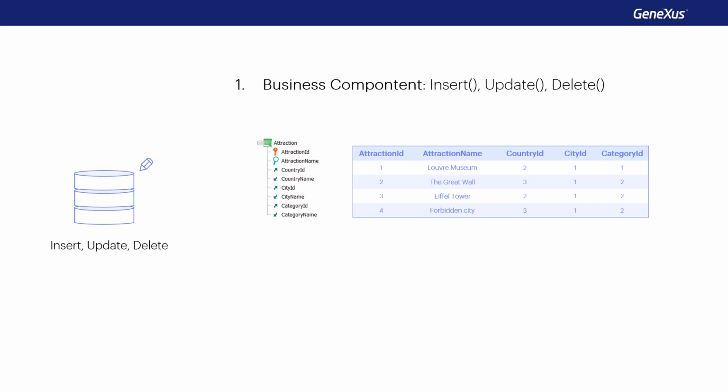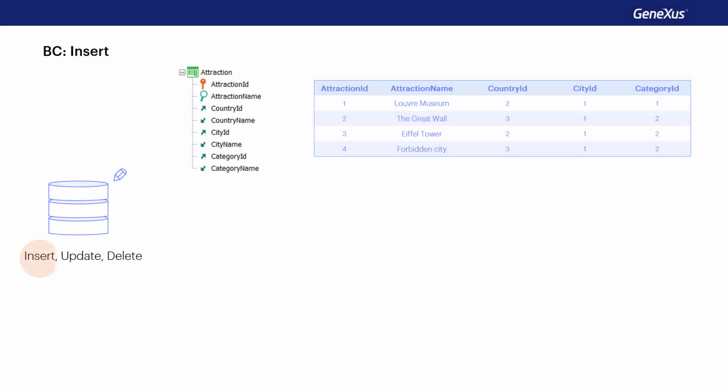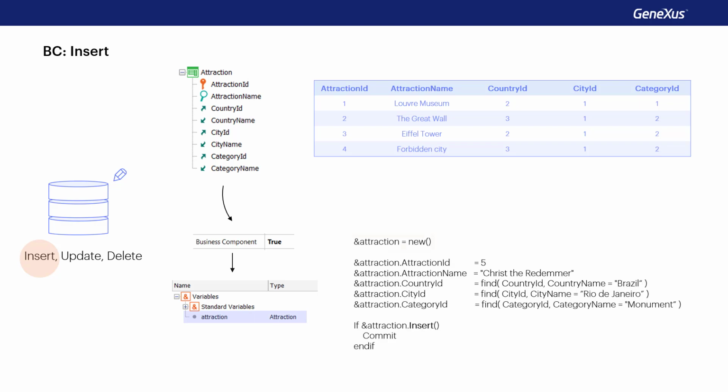So let's continue to look into the first alternative, that of business components. To insert a new tourist attraction using the business component, it's enough to create a variable of this type, assign a new memory space to it. It's not essential, but it's a good practice to make sure that no matter what has happened before, the variable at this time will be completely new. Assign a value to all the elements of the business component corresponding to attributes in the table.